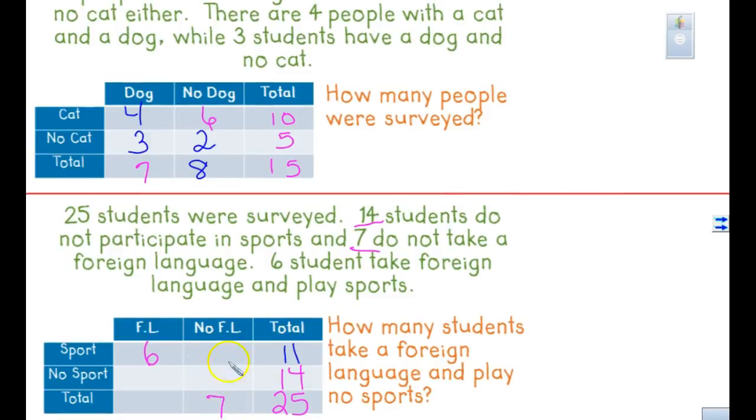Okay? So, as we are looking at this, the 6 in this case, no foreign language. 11 minus 6 gives us 5. To get 7 total, 7 minus 5 gives us 2. 14 minus 2 means 12 people are in a foreign language but do not play sports. And this has to be 18. And 18 plus 7 gives us 25. 14 plus 11 gives us 25. And so you can always kind of double check in that way as you are reading those.